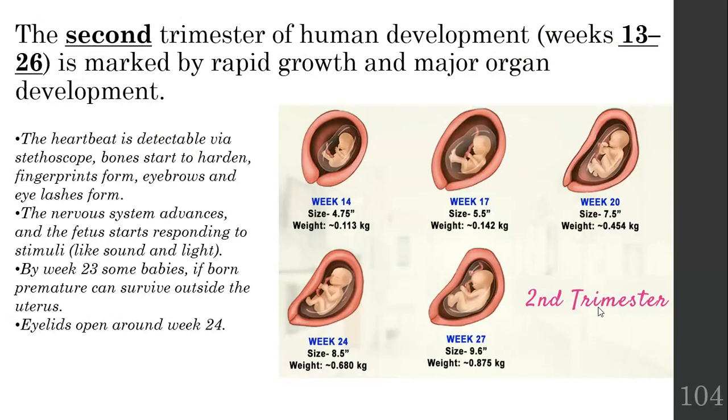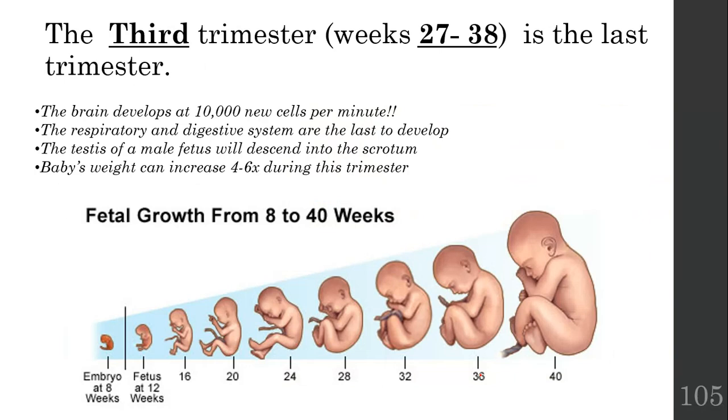Okay, around week 24, the eyelids start to open. All right, and by the end of the second trimester, the fetus now, it's not an embryo anymore, the fetus is around 9 or 10 inches in length and can weigh in the neighborhood of around 2 pounds. Okay, still very, very small, but has a good chance of survival if born at this point in time. Now, the third trimester, this is the last trimester. This is weeks 27 to 38.